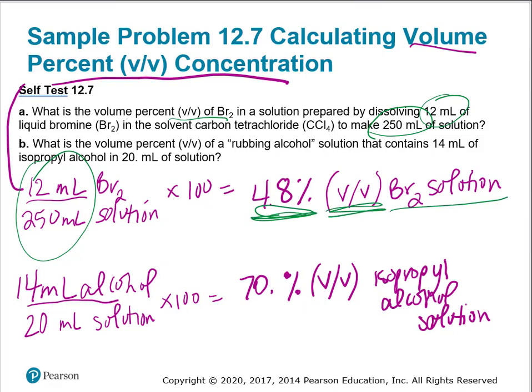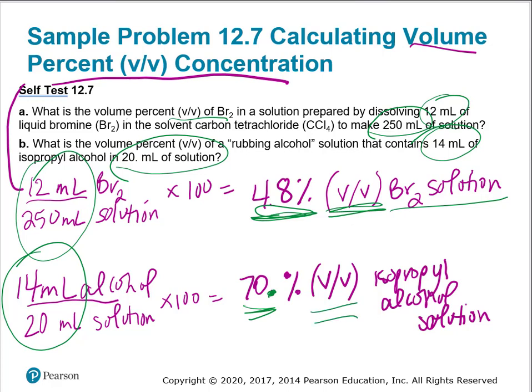And for B, the rubbing alcohol, 14 milliliters of isopropyl alcohol in 20 milliliters of solution. So 14 divided by 20 times 100 would give me 70, and there's a decimal point there showing that there are 2 sig figs. 70% volume isopropyl alcohol solution.